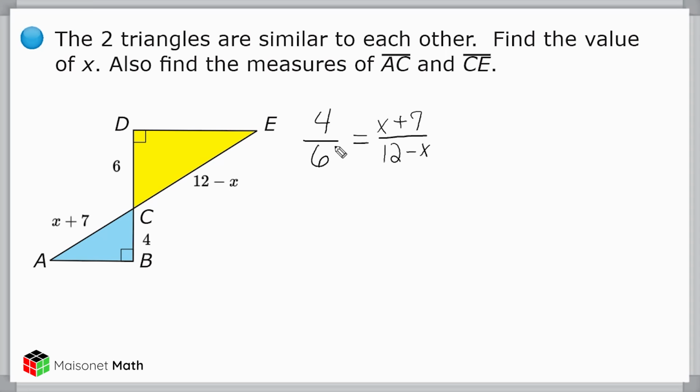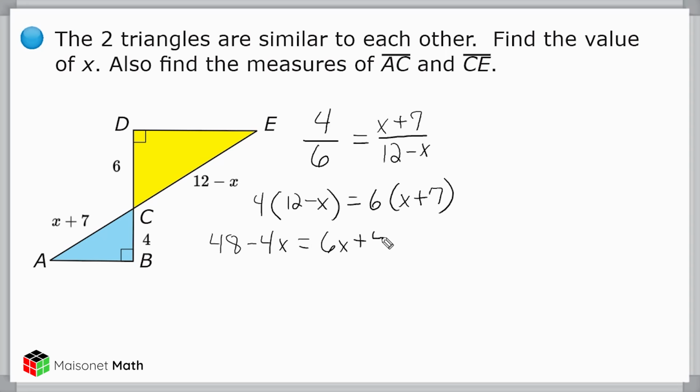All right, what we're going to do now is set up an equation by understanding that when you cross multiply with a proportion, you should get equal quantities. So we're going to multiply 4 by 12 minus x and set that equal to 6 multiplied by x plus 7. All right, now what we're going to do is apply the distributive property. We're going to multiply 4 by both terms inside the parentheses here. That would give us 48 minus 4x. And over here, we would get 6x plus 42.